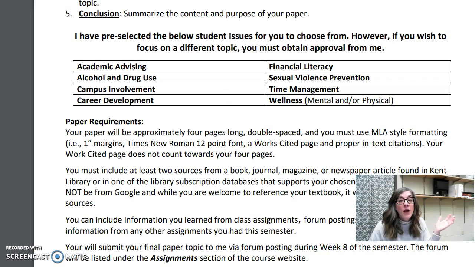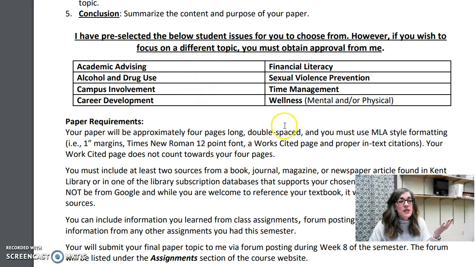So as you can see on the assignment sheet, I've pre-selected some student issues for you to choose from. However, if you would like to focus on a different topic, you have to obtain approval from me. And the reason that I want you to obtain approval from me is because I will do a quick look into the academic research that's out there to see if there's going to be enough for you to find so that you can incorporate research into this paper. Sometimes I'll have students who ask me if they can focus on something super specific, and there just isn't enough research out there yet. And so you're just not going to be able to write a paper if you're not able to find any research.